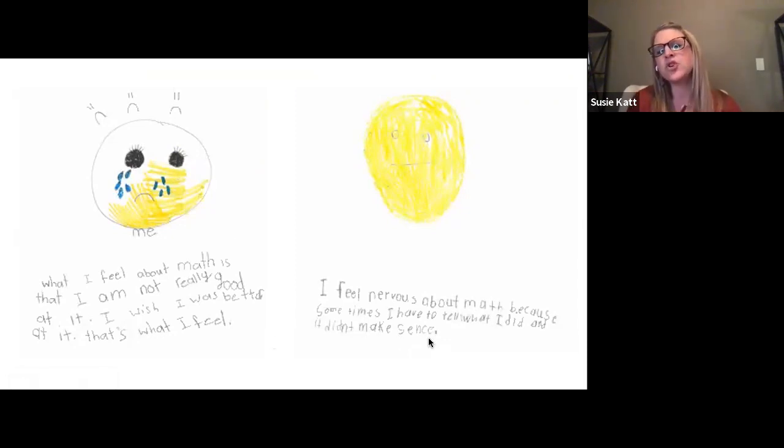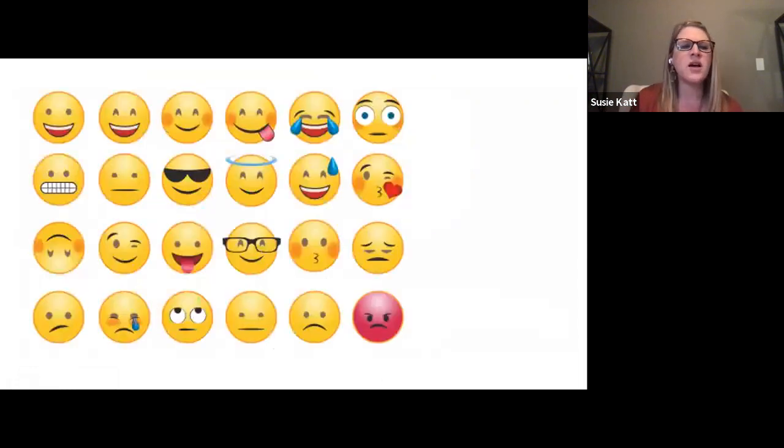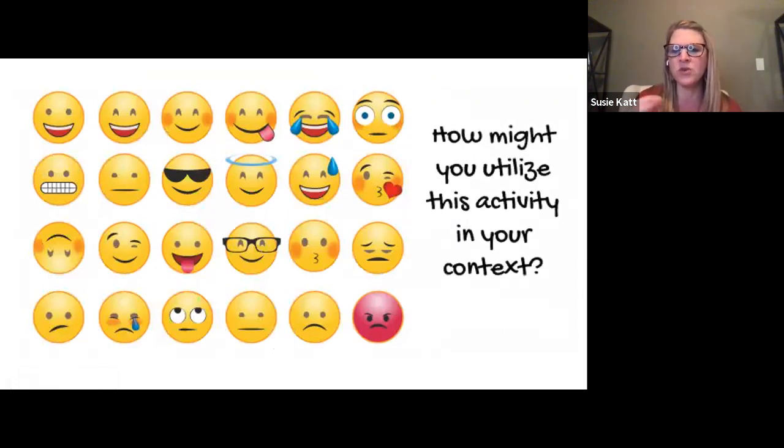And this one's, I feel nervous about math because sometimes I have to tell what I did and it didn't make sense. And I thought, wow, just the articulation of these young students through these emojis really gives us a better understanding of who they are. So it's been a big hit, and you can modify this in different ways. I really want to try it with adults, and I wanted to try it tonight, but I know time's ticking.